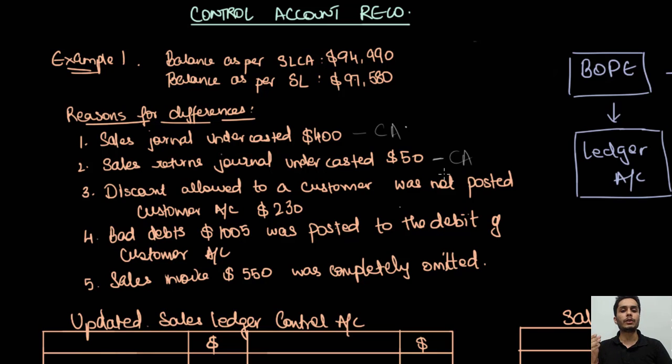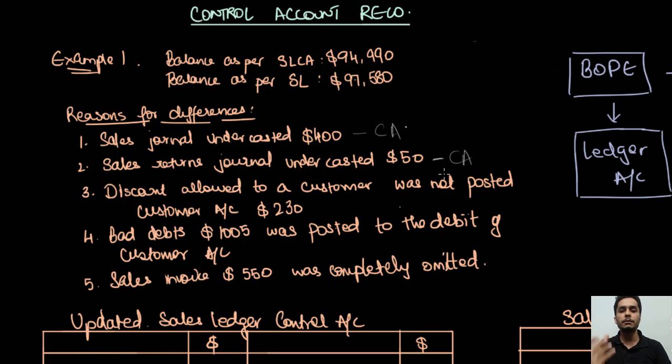Third is discount allowed to a customer was not posted to the customer's account. Understand the error. It says that the transaction was correctly recorded in the cash book as discount allowed. The total of the discount allowed column would have been taken, transferred to the control account. But the discount allowed was not specifically posted to a customer's account. Obviously, if it is not posted to a customer's account, the total of the discount allowed column in the cash book would not be affected, and hence control account would not be affected because of this error.